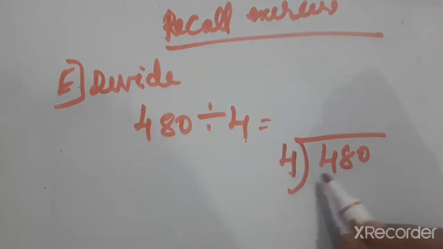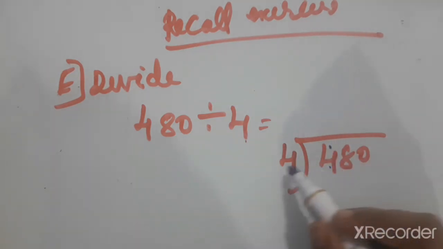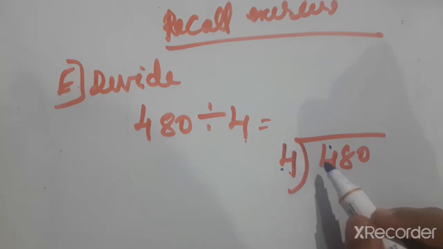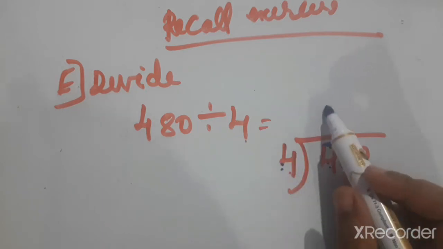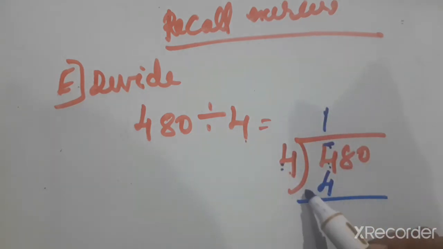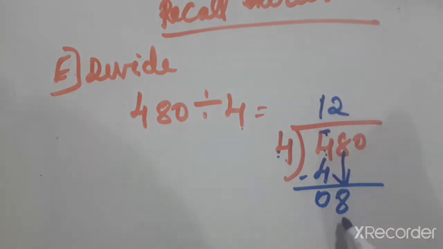480 divided by 4. First we have to check whether we can consider the first number, one digit. Yes, because 4 is equal or greater than the number, we can divide it. So 4, one digit number. 4 ones are 4. 4 minus 4 is 0. I am bringing this 8 down. Then 4 how much are 8? 4 twos are 8. Minus means 0.